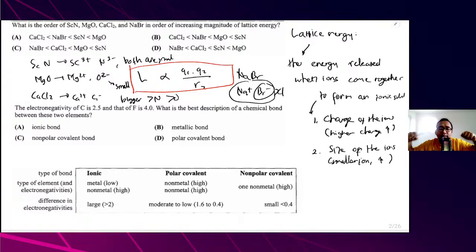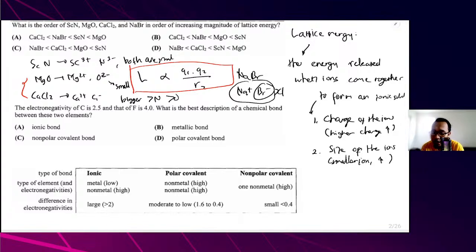How about the size? If the size is smaller, the ions are much closer together, so there is a stronger attraction, causing a higher lattice energy.